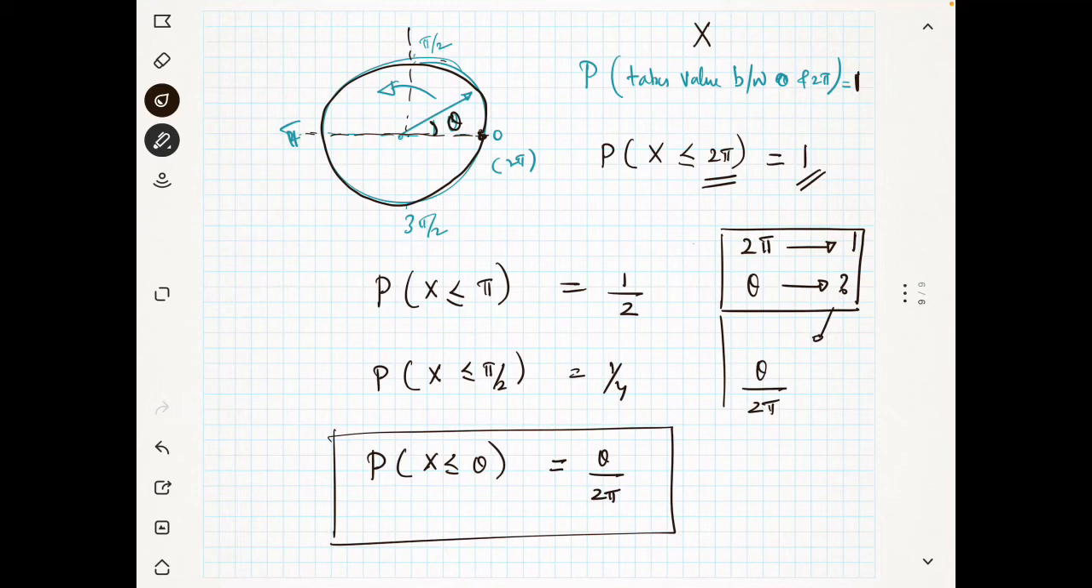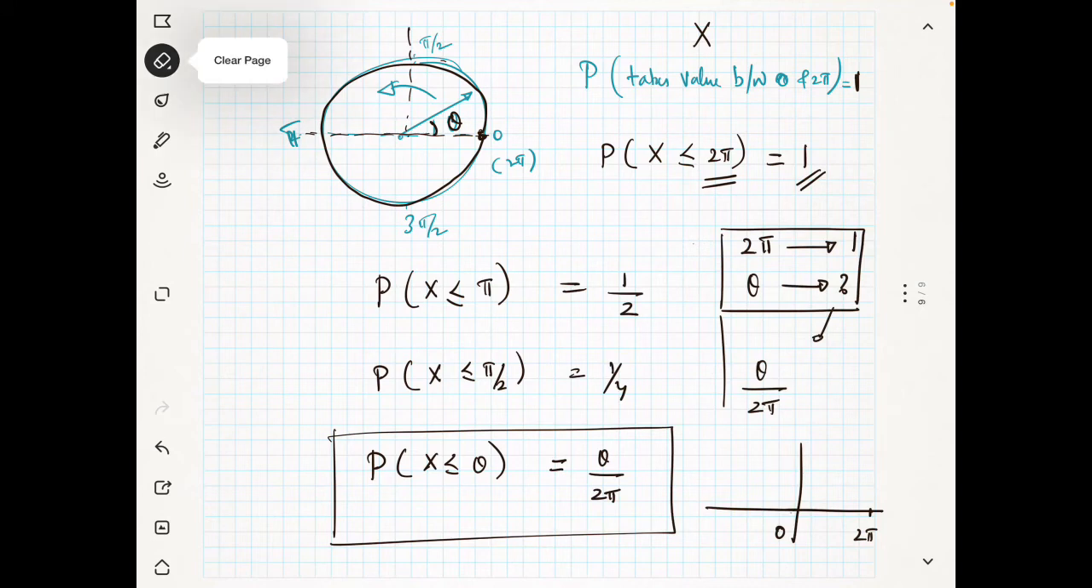Now, you can actually assign like this, and you have something between 0 and 2 pi. So what is the probability that x is less than 0? I will use the next page. So the probability that x is less than or equal to theta is nothing but theta by 2 pi.